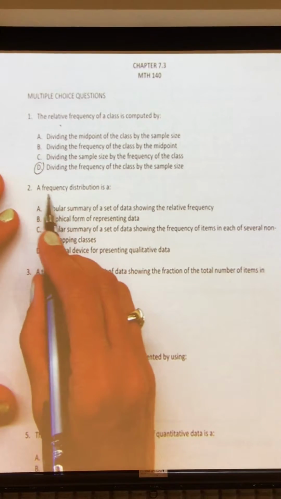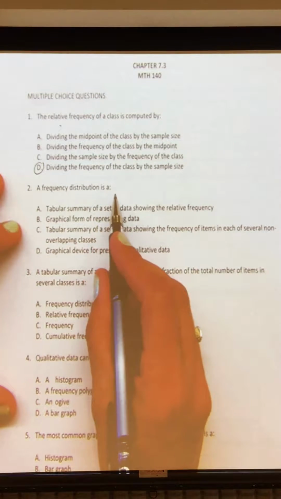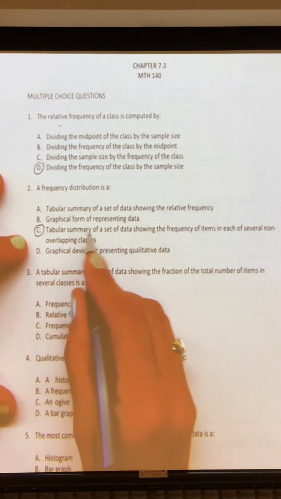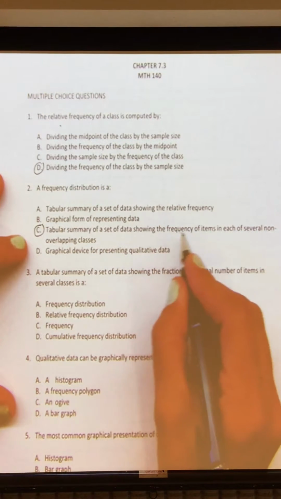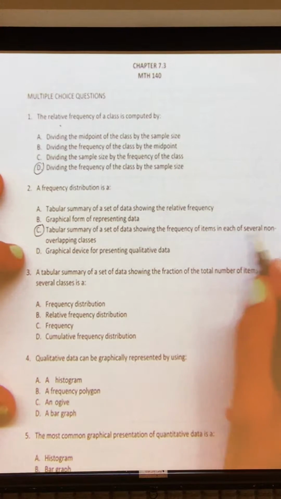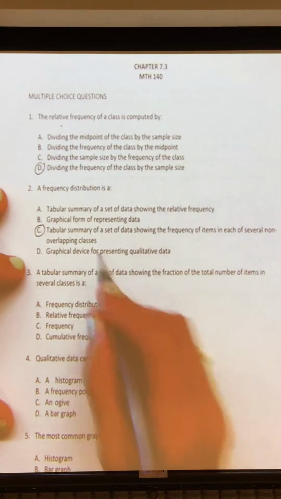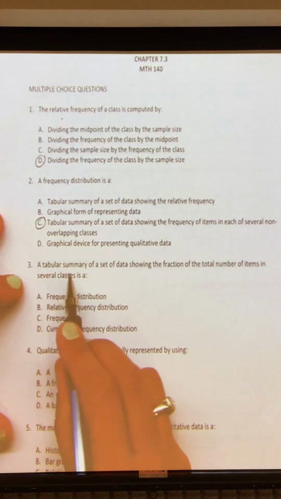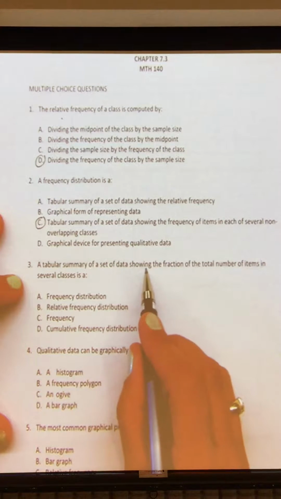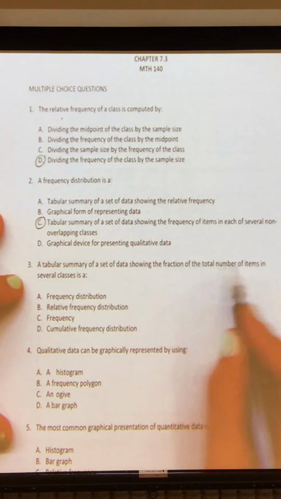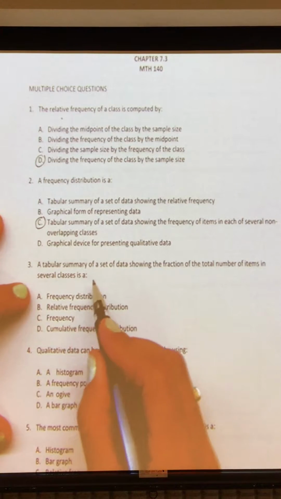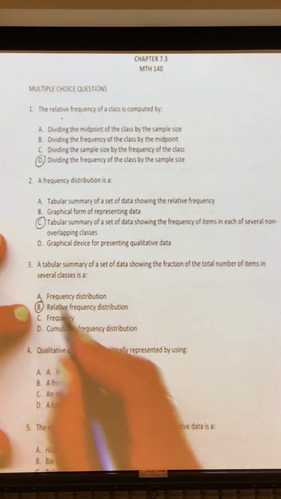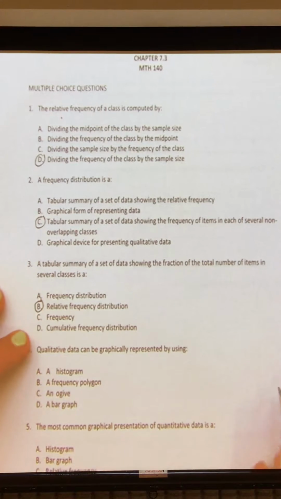Number 2. A frequency distribution is a C, tabular summary of a set of data showing the frequency of items in each of several non-overlapping classes. Number 3, a tabular summary of a set of data showing the fraction of the total number of items in several classes is a B, relative frequency distribution.